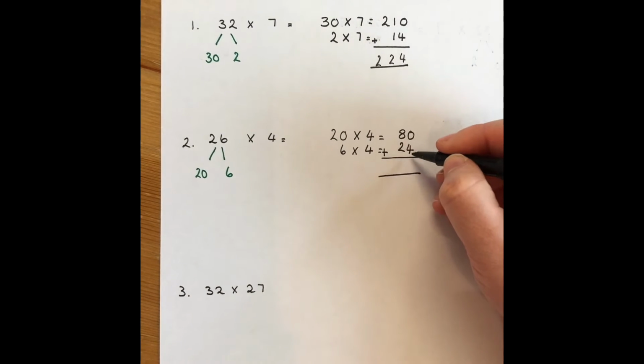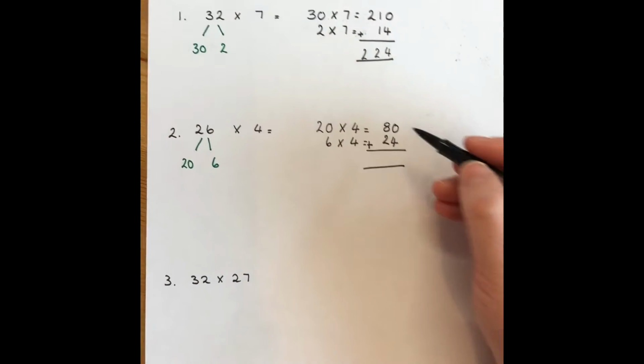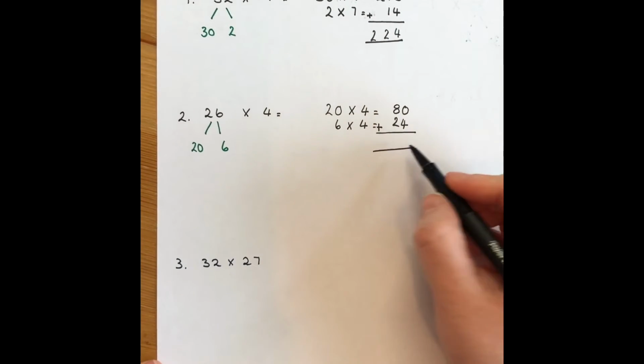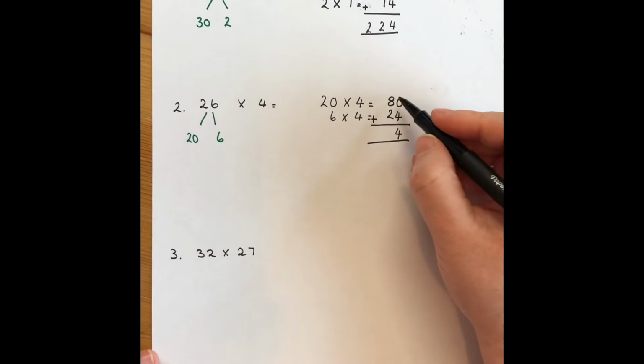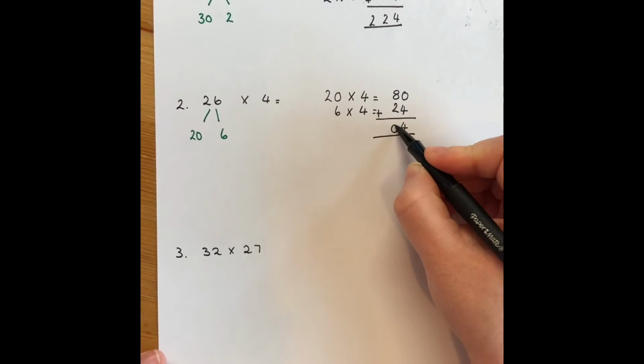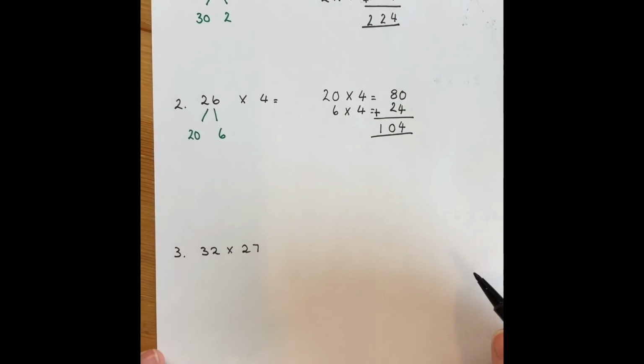Make sure that all of our digits are lined up correctly, so our units are in our units column and our tens are in our tens column. 0 plus 4 is 4, 8 plus 2 is 10, so we're going to put the 0 and then the 10 as we would normally.